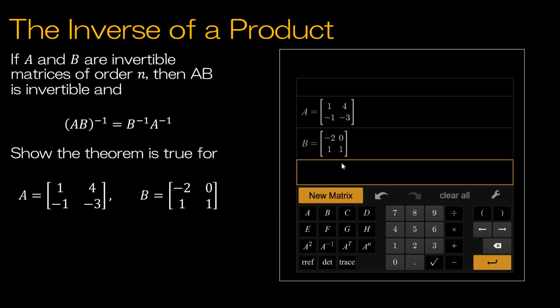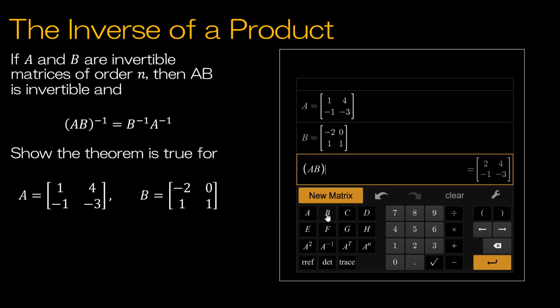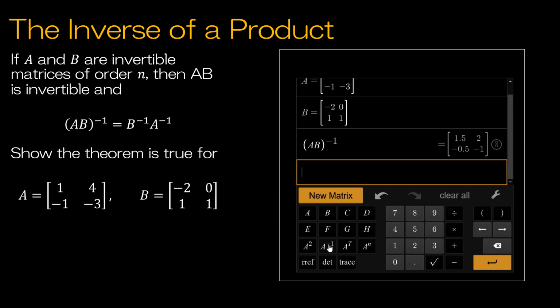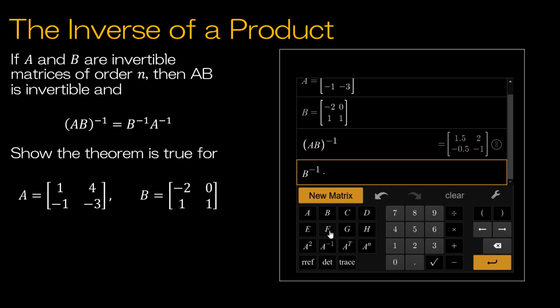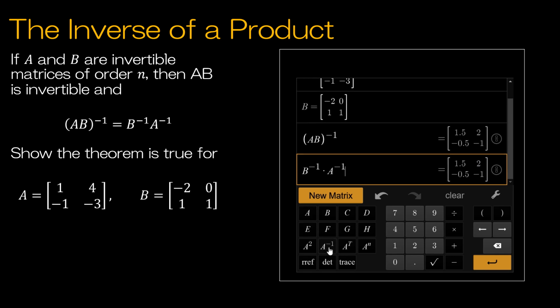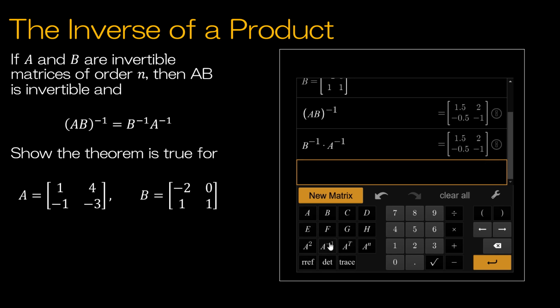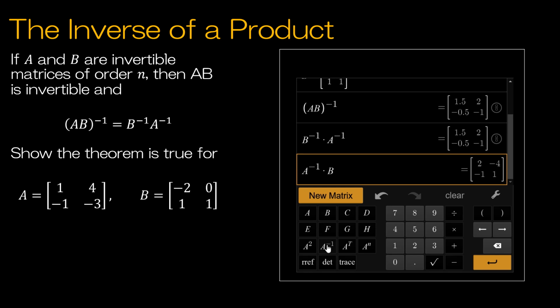So let's verify with A and B. Again, I'm going to take AB inverse, and I'm going to show that it's the same as B inverse times A inverse. And I'm going to show that it's not the same as A inverse times B inverse. We can see that it's not the same, but these two are the same, which verifies that property.